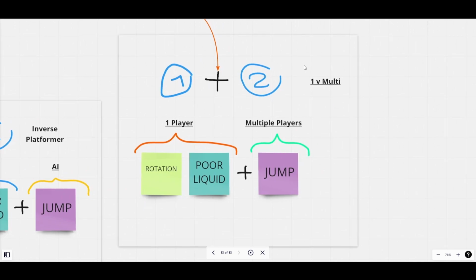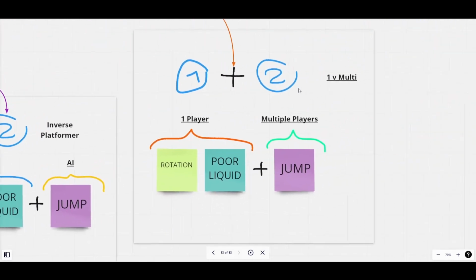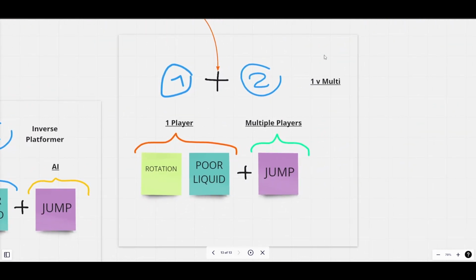The last game mode I thought about was multiplayer mode, where we have one single player in charge of rotating and pouring liquid inside the mug, and multiple players that will only be in charge of jumping. It will be like a race, and one player will be in charge of trying to destroy this race and obstruct the others.